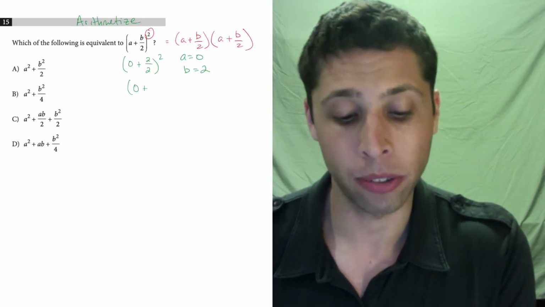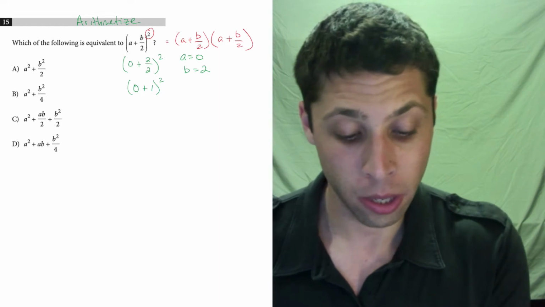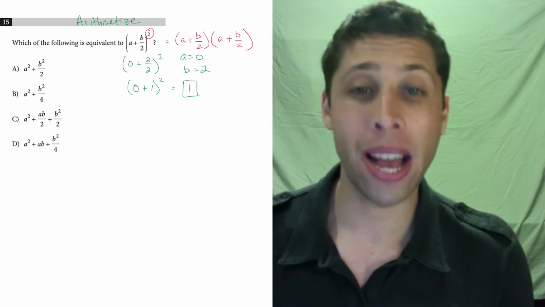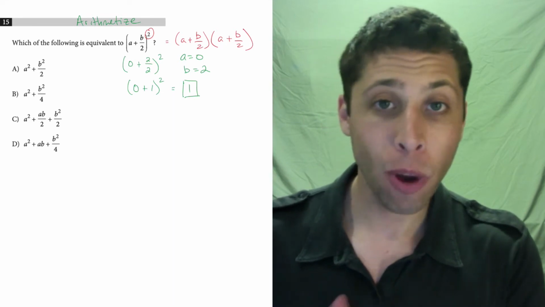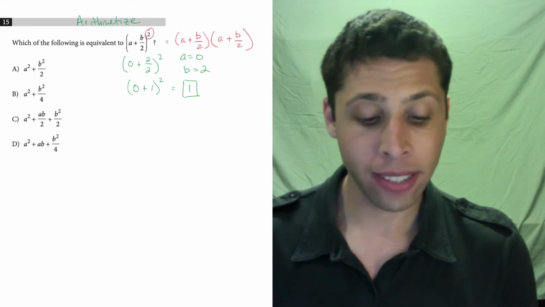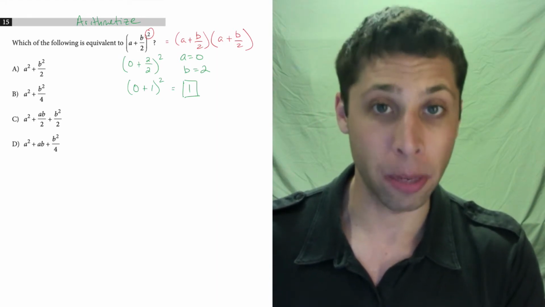0 plus, well, 2 over 2 is just 1. 0 plus 1 is 1. 1 squared is 1. So that is my magic number. I want my answer choices to equal 1 as well when I take 0 for a and 2 for b and plug them in.